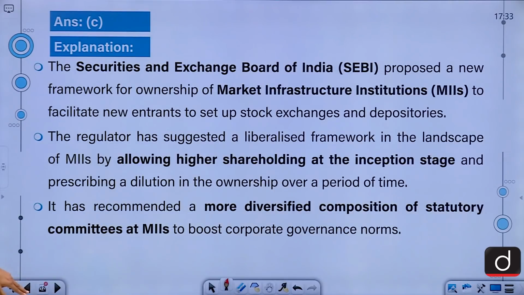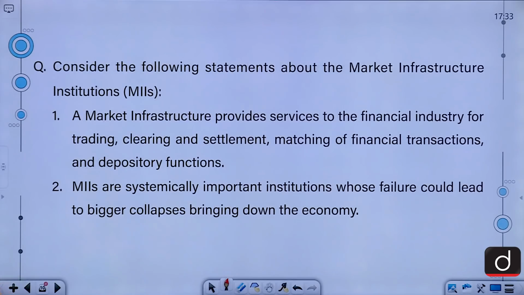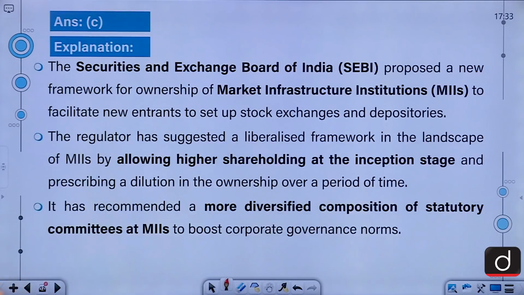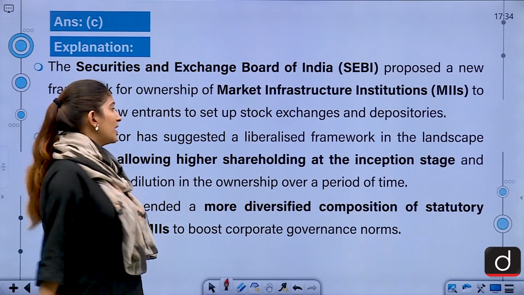The correct answer for this question is C, that means both 1 and 2. Both the statements are correct. Moving on to the explanation, the Securities and Exchange Board of India proposed a new framework for ownership of market infrastructure institutions to facilitate new entrants to set up stock exchanges and depository. Please keep this particular line in mind.